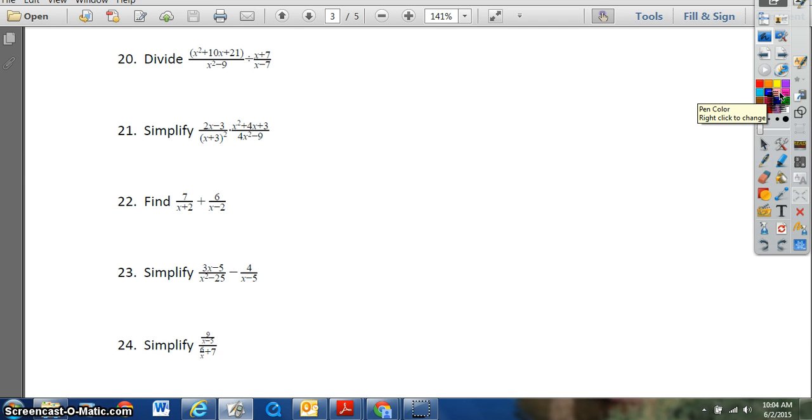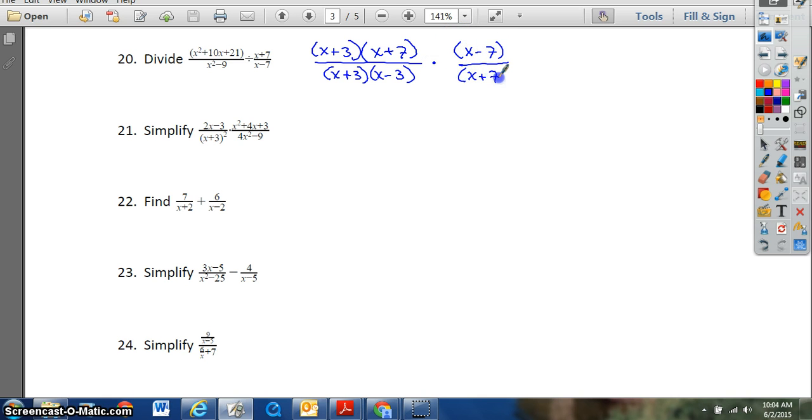When you're doing division, what I'm going to do is actually factor my first numerator just to get a head start on it, because I can see that's x plus 3 over x plus 3 times x plus 7. On bottom, I have x plus 3 times x minus 3. Change this to multiplication. I'm going to flip that: x plus 7, x minus 7 look like so.